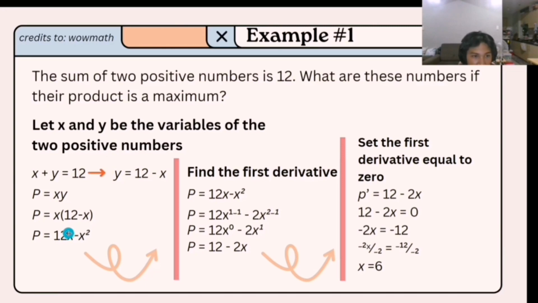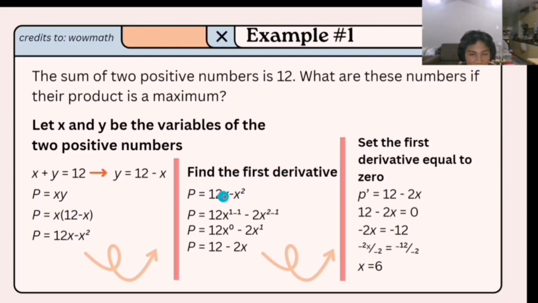P is equal to x multiplied by y. So, ang nangyari ay P equals x, parentheses 12 minus x. So, ang gagawin dyan, i-multiply lang si x or distribute. X multiplied by 12 is 12x, and then x multiplied by x is x squared. Minus sign kasi negative din dito.